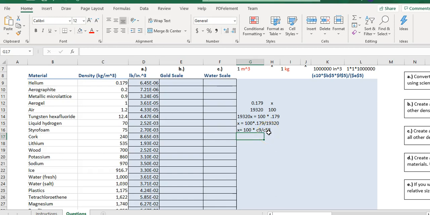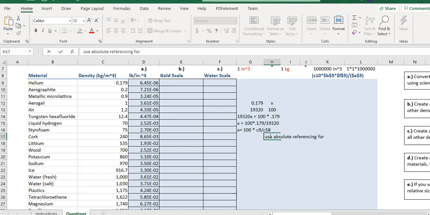So you're going to have to use absolute referencing for C58. Okay, so absolute referencing, remember, has something to do with the dollar sign. So I'm going to get you to do that. And we want to calculate our gold scale. So I'm going to give you a minute to do that and find our gold scale.